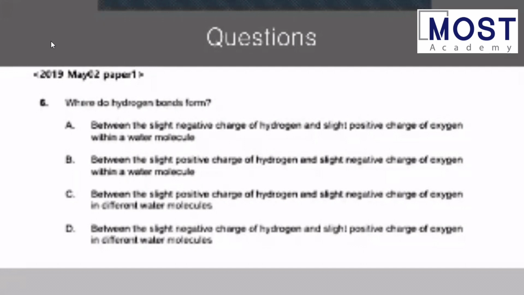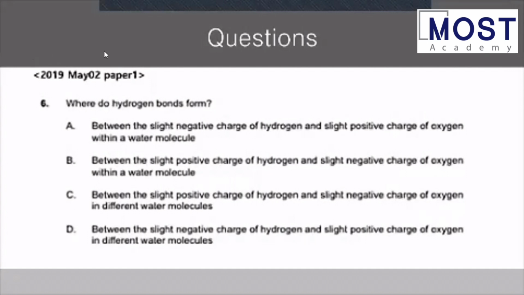So we all know from the diagram above that hydrogen is slightly positively charged and oxygen is slightly negatively charged because oxygen has a more electronegative power. So by that, we can see that A is wrong because of the charge. Hydrogen is not negatively charged, and D is wrong because hydrogen is negatively charged. So A and D are wrong.